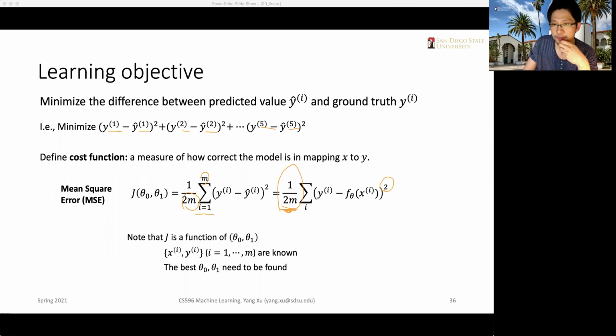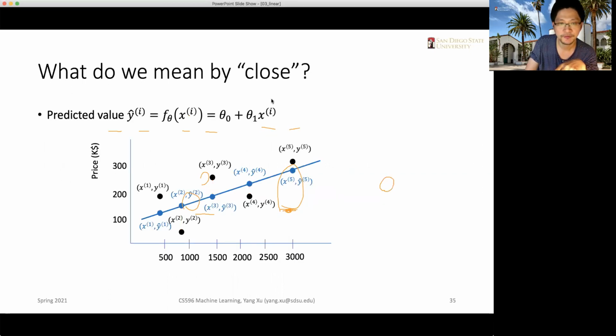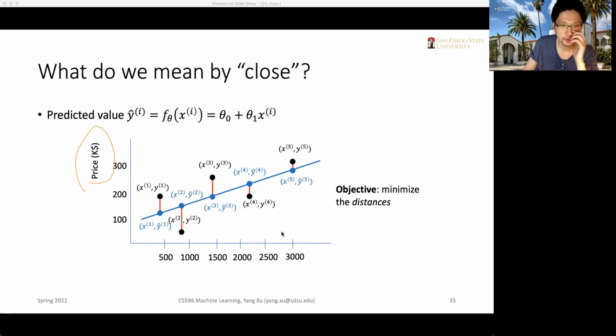Can you remind me what the task definition is? So the task is to find a model that predicts the price, using the size as input. We are building a linear model, which is basically a line that can be described by theta 0 and theta 1. Theta 1 is the slope, and theta 0 is the intercept.